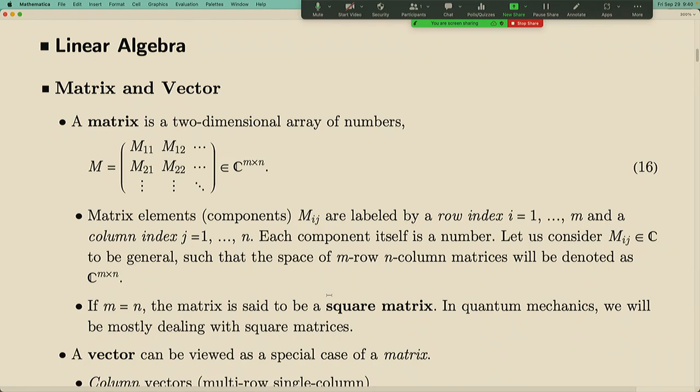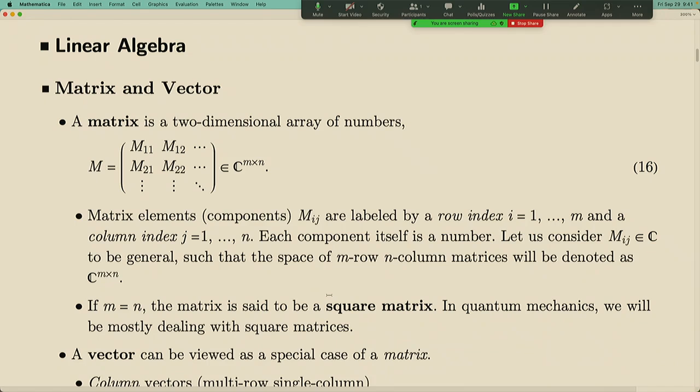So that means this space contains all these kind of matrices, and each is composed of complex numbers. And how many of them? There are m times n complex numbers in this matrix. There's a special case when m is n. M and n correspond to the number of rows and number of columns.